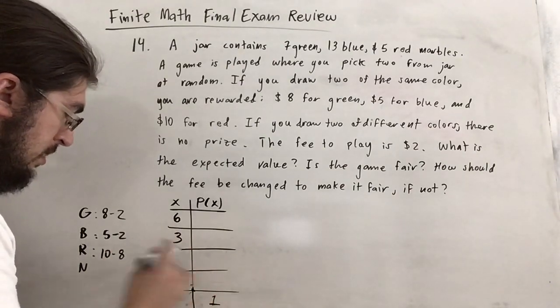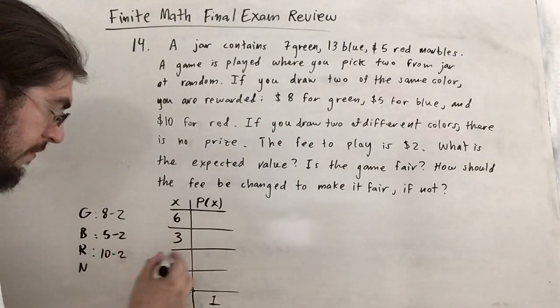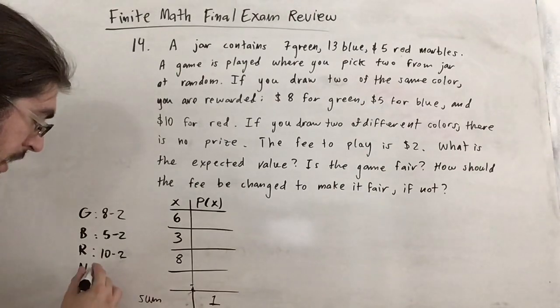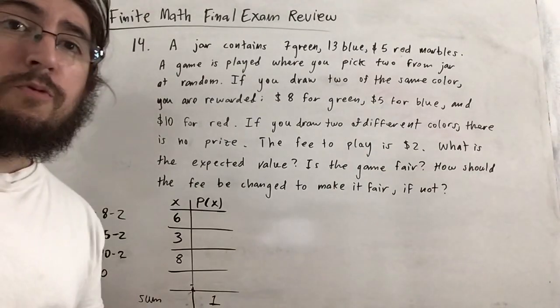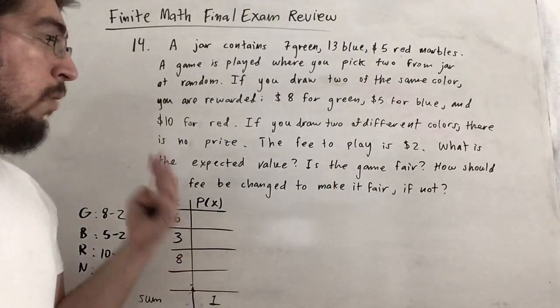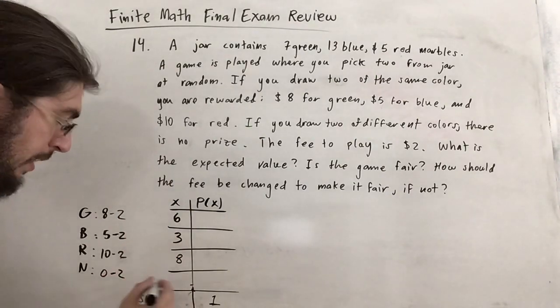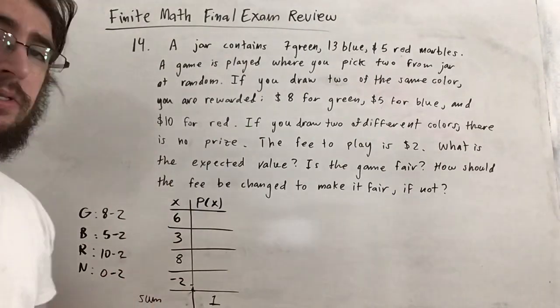Okay, good. Sorry, 10 minus 2 is 8. There we go. And none, so if we get 2 of the same color, we have a prize of 0 and minus our entrance fee, meaning we're down $2. Great.